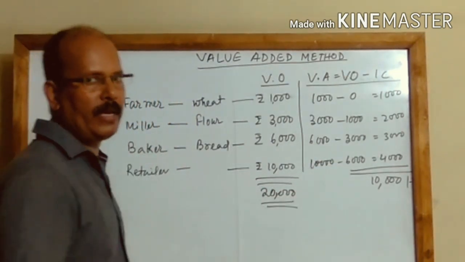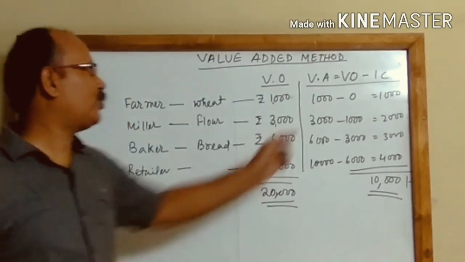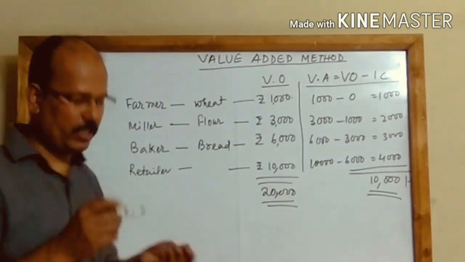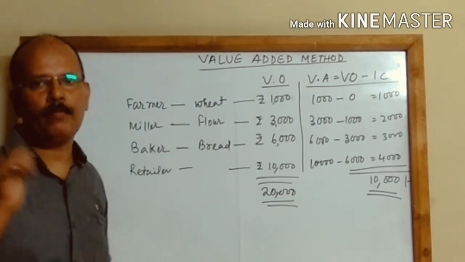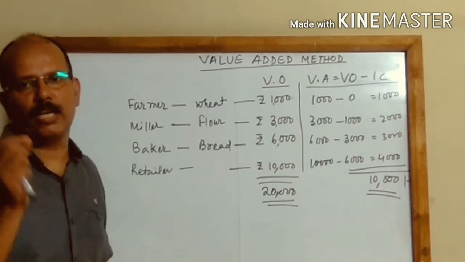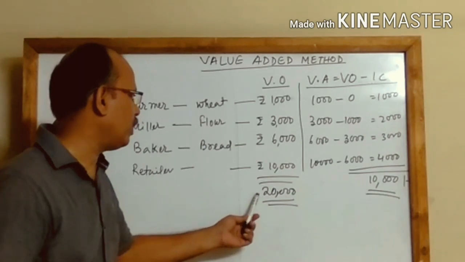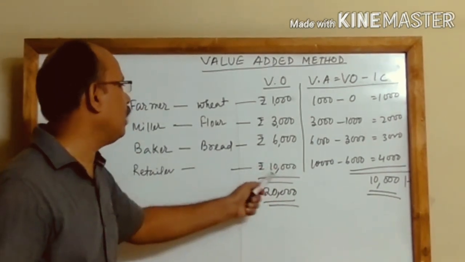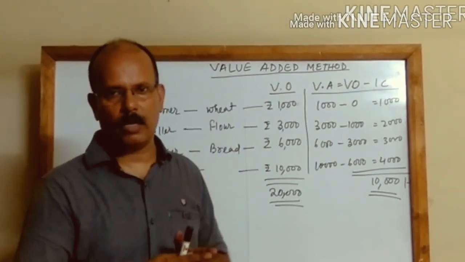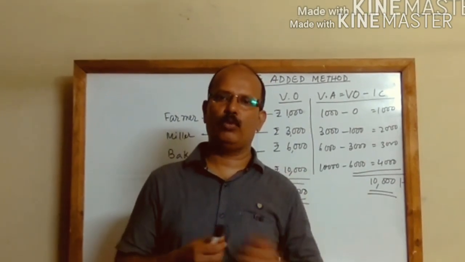So we will add 10,000 in national income. That is, at each stage, whatever value has been added will be included in national income. This is one method. The alternative one is to include the value of final goods only. So this one is the value of final goods, 10,000. So this value will have to be included. So there are two solutions to double counting. That is, either take the value of final goods or use the value added method.